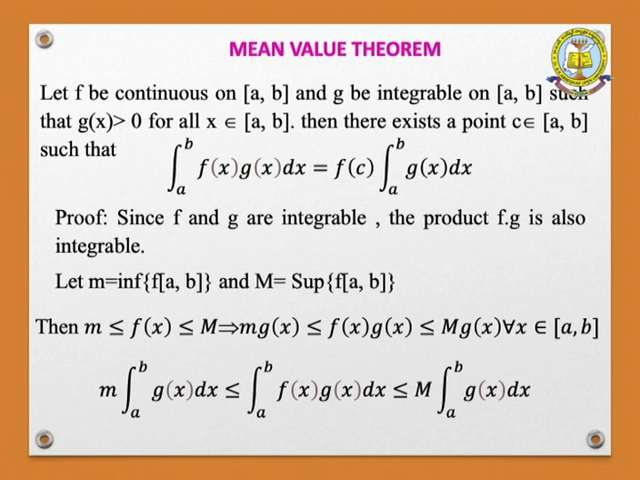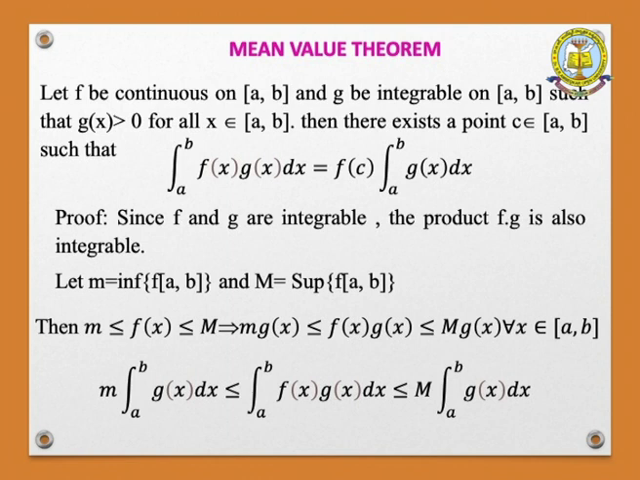So, here the mean value theorem of integral calculus states that whenever f is continuous on [a, b] and g is integrable on [a, b] such that g of x is always positive, that means g of x is greater than 0 for all x belonging to [a, b], then there exists a point c belonging to [a, b] such that the integral a to b of f of x into g of x dx is equal to f of c into the integral a to b of g of x dx.